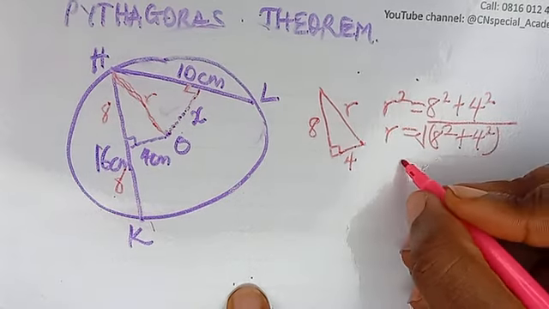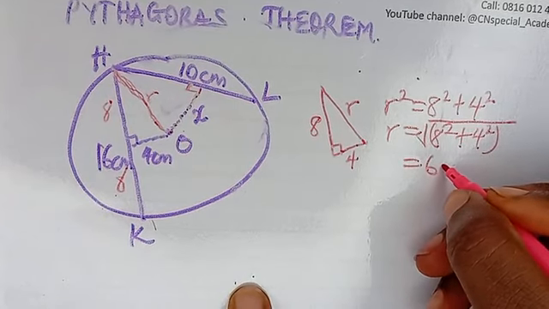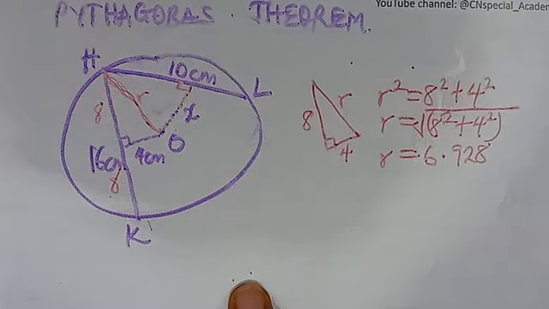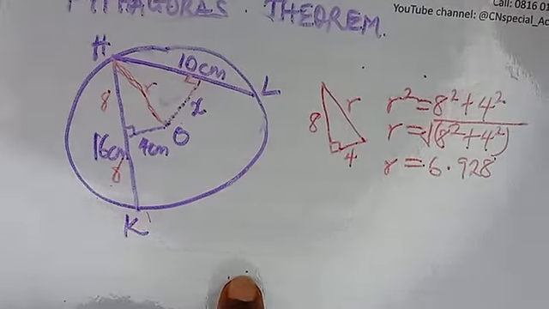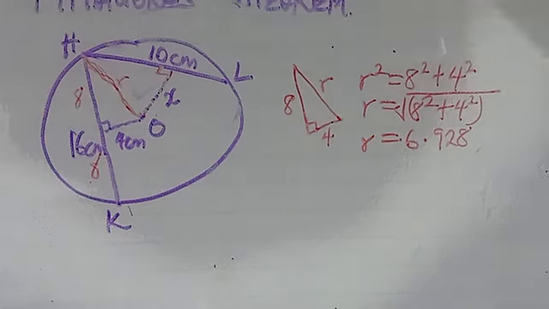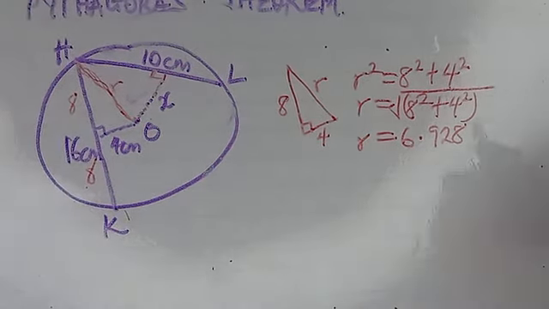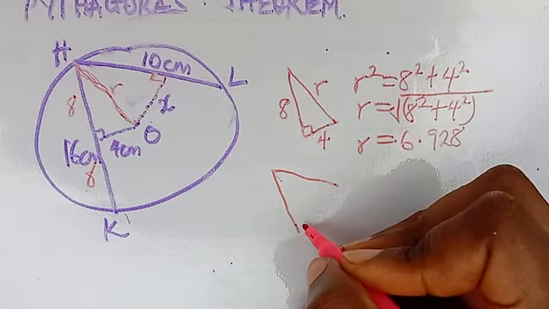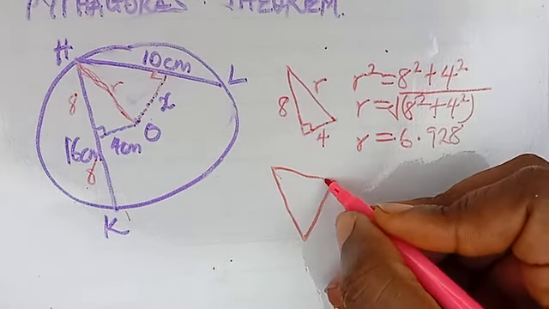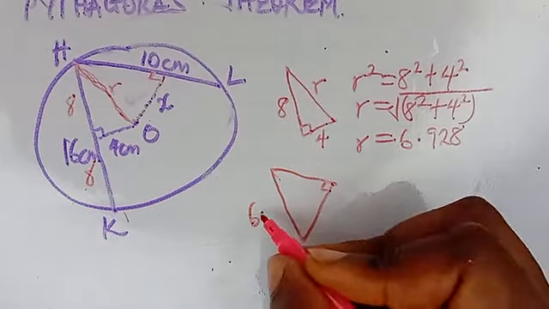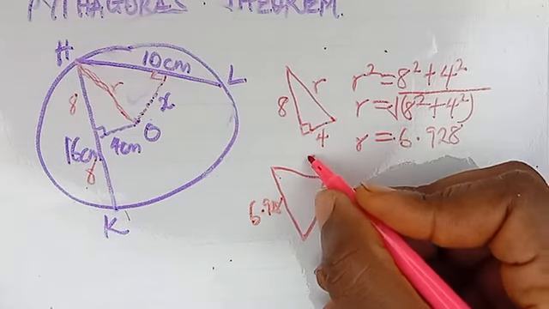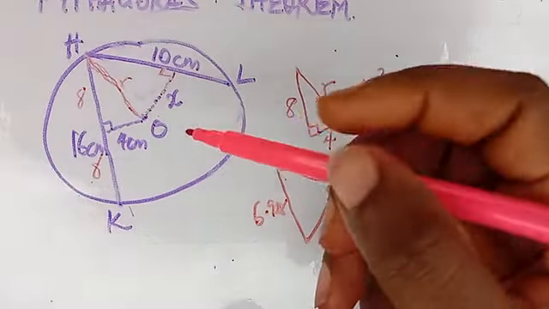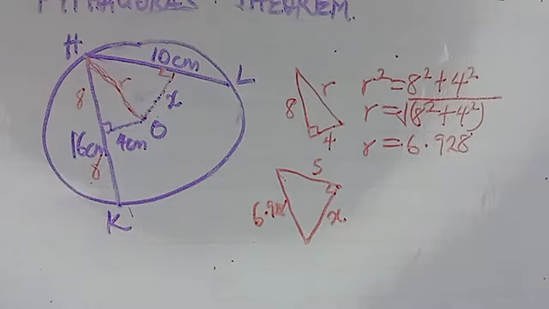The square root of that is equal to 6.928. I'm going to leave this with more than one decimal place since it's not the final answer, so that our final answer is not truncated. Okay, we found the radius. Now let me draw that other part of the triangle. So this is the hypotenuse, 6.928, this is 5, and this is the length of the line that is perpendicular to the chord HL.